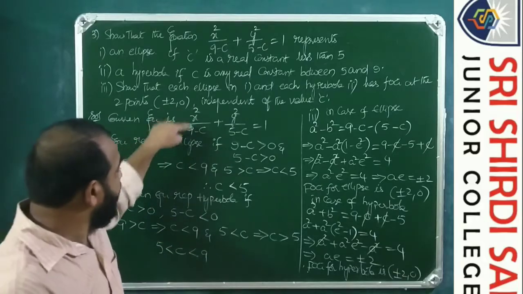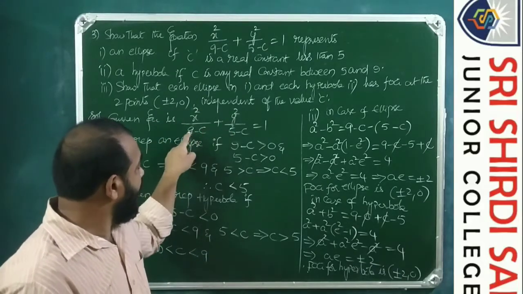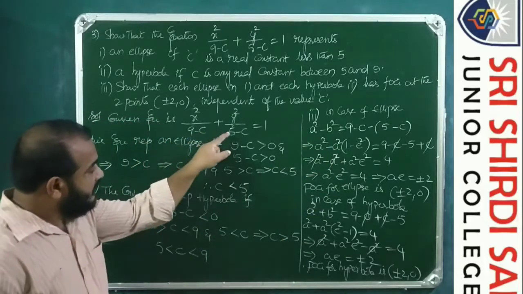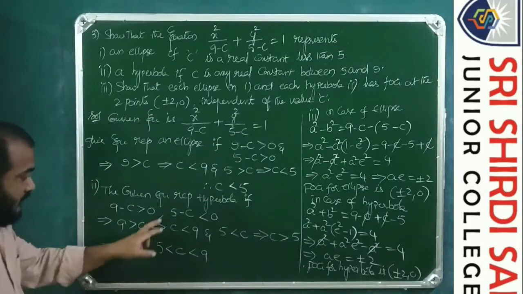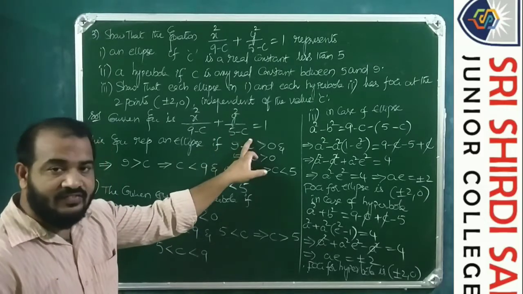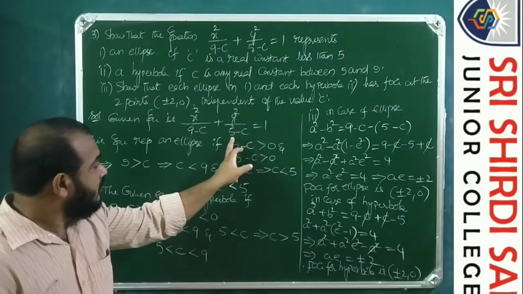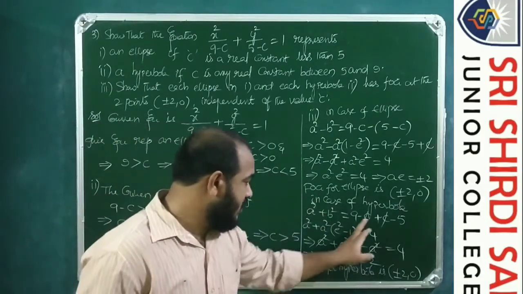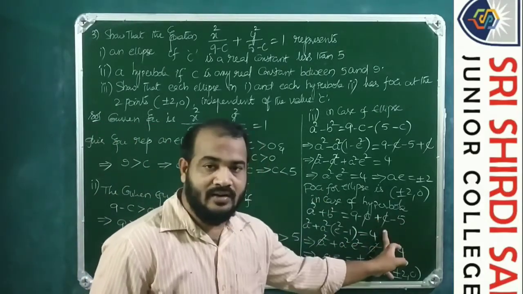This is x square by a square plus y square by b square. B square is this for ellipse, but this value is for hyperbola. This value is less than 0. 5 minus c is less than 0 or c minus 5 is greater than 0. So actually this is c minus 5 we have taken.